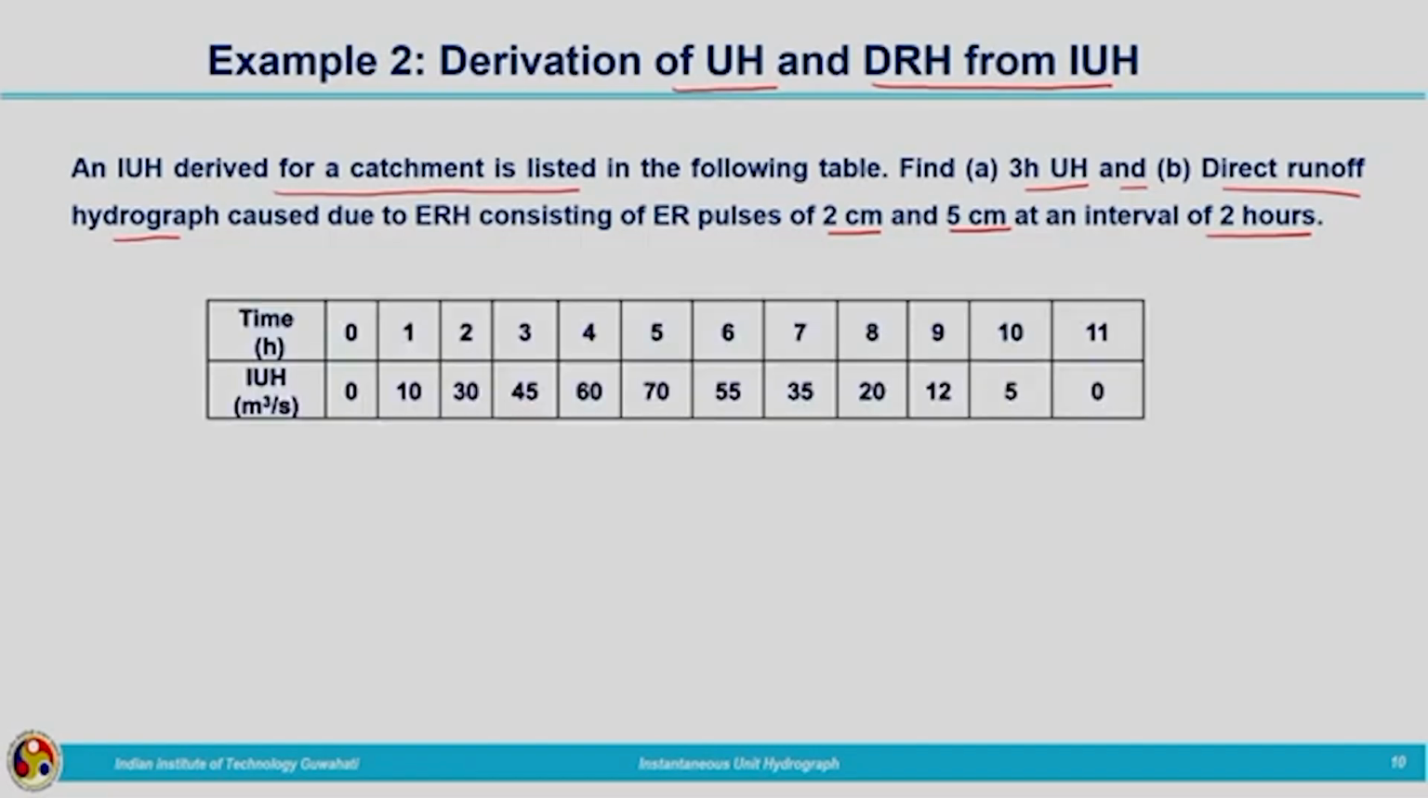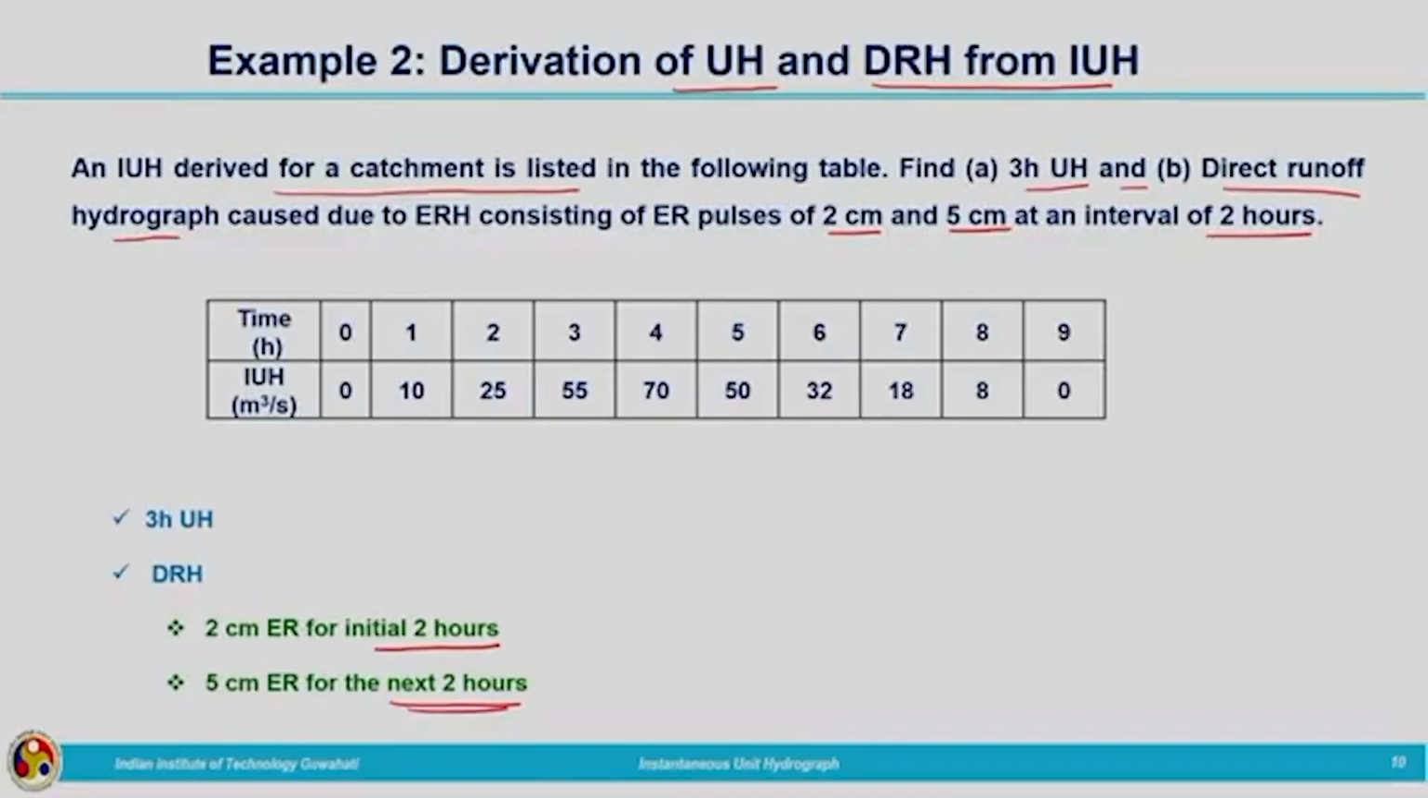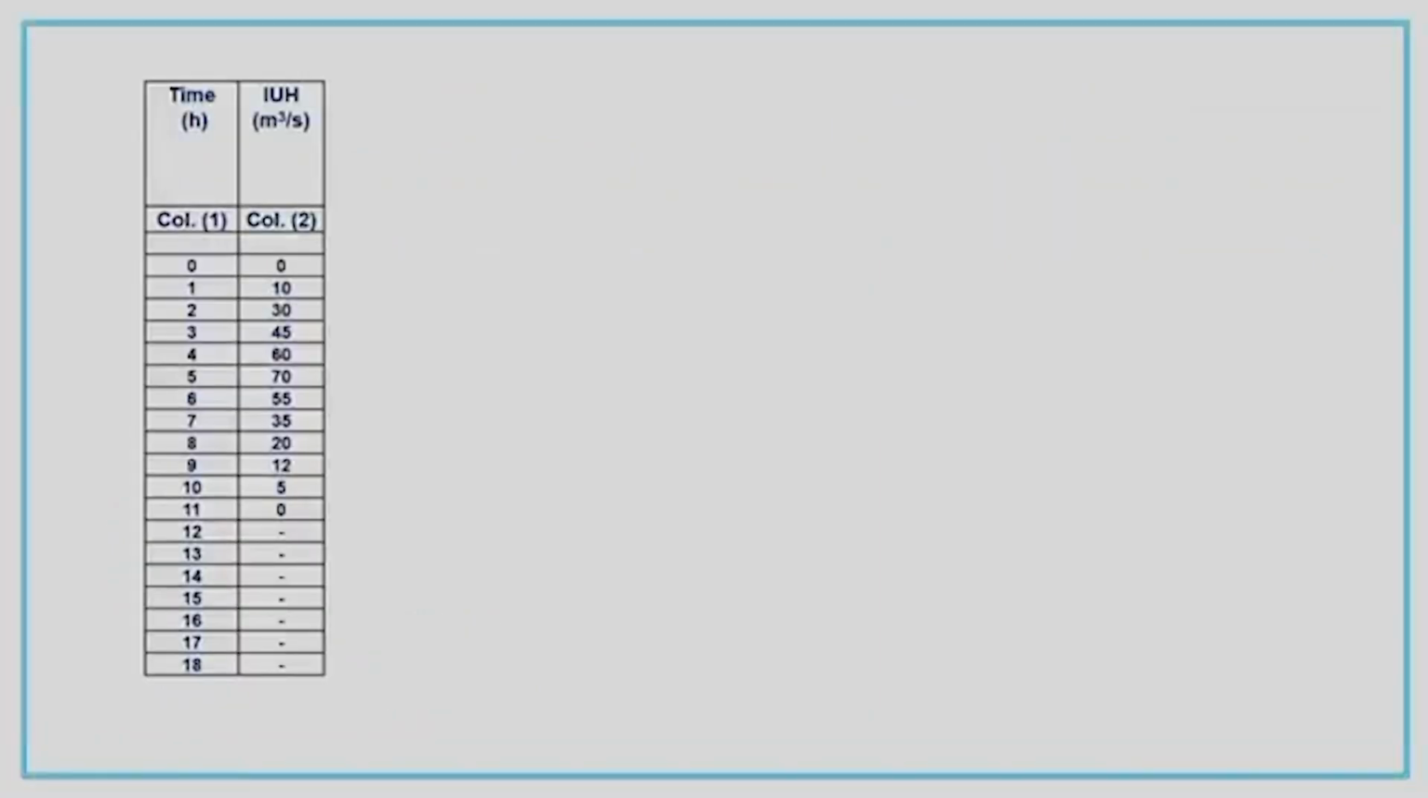This is the instantaneous unit hydrograph ordinates. In meter cube per second it is given, and we need to derive the 3R unit hydrograph. Direct runoff hydrograph from 2 centimeter effective rainfall for 2 hours and 5 centimeter effective rainfall for next 2 hours. Total 4 hours the catchment is experiencing rainfall. We can move ahead for solving the example. These are the ordinates of IUH given in the question in meter cube per second.